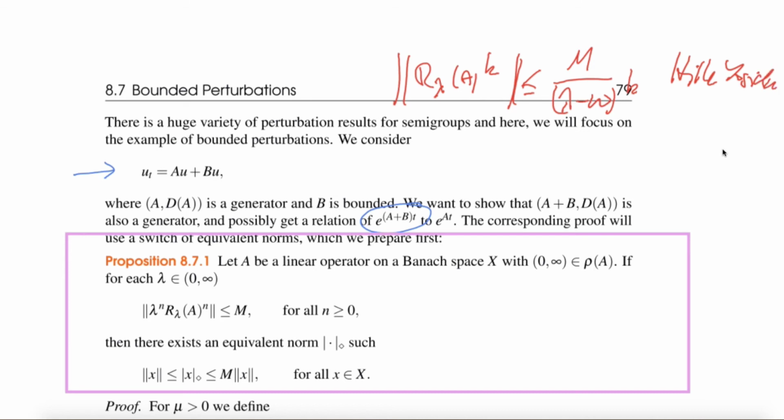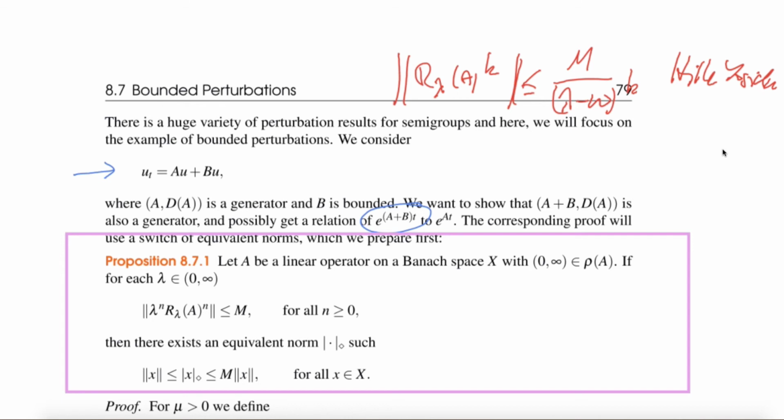Oh, my writing is terrible. And we were often lucky that we can choose M equal to 1 or omega equal to 0, and then these estimates become much, much easier. And so this is what the proposition does. It says basically if M is not 1, we just change the norm. And then we can change the norm in a way so that M is 1. So that's the purpose of the proposition here.